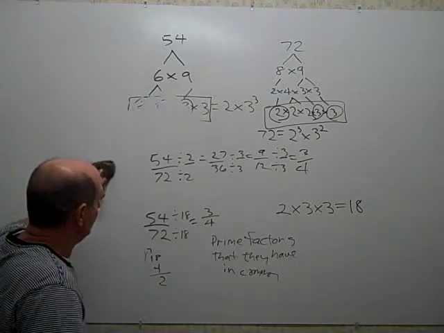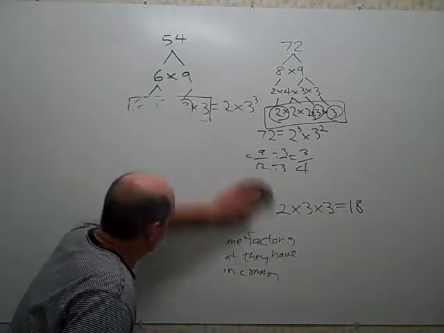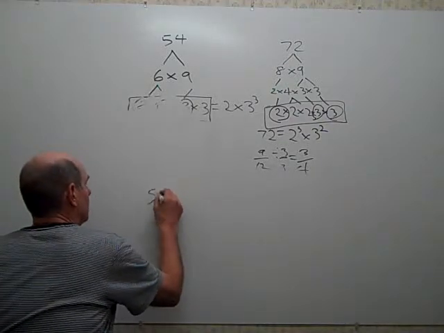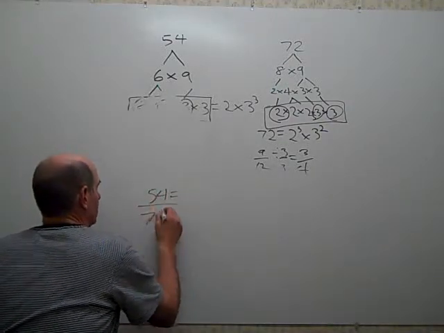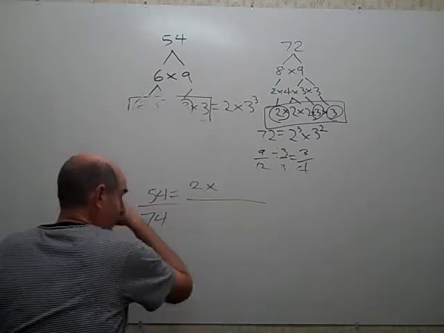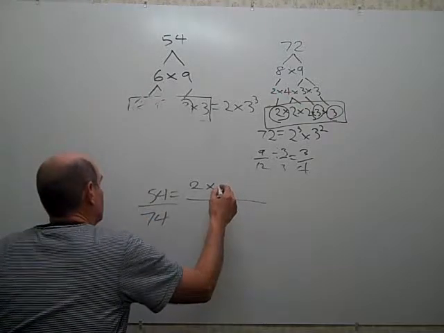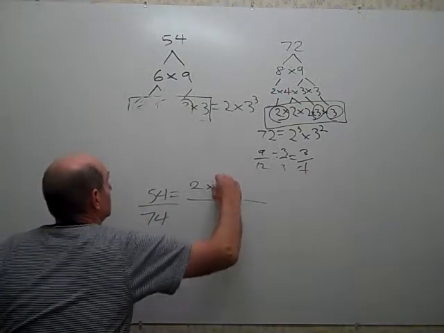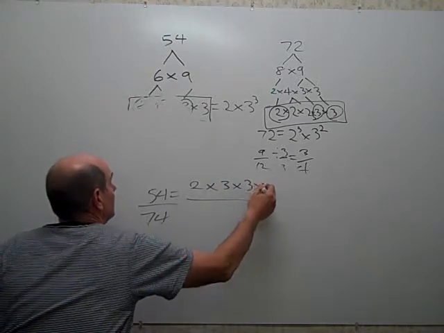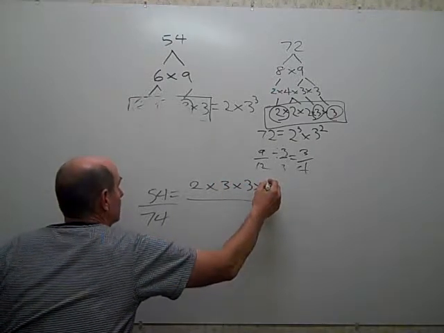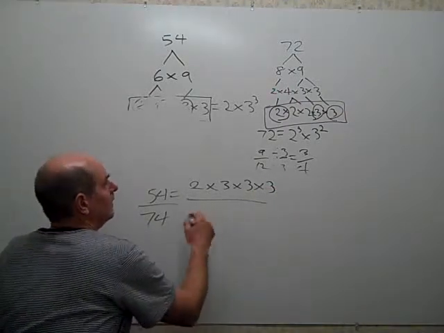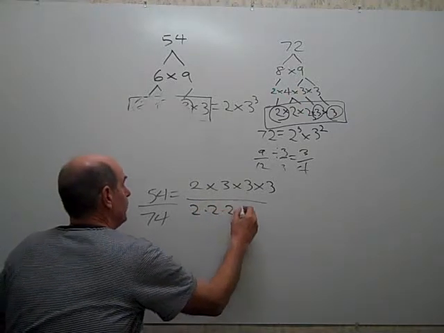I'm going to show you one more thing about this 54 over 72, just another way to illustrate it. 54, we said, was 2 times 3 times 3 times 3. 72 was 2 times 2 times 2 times 3 times 3.